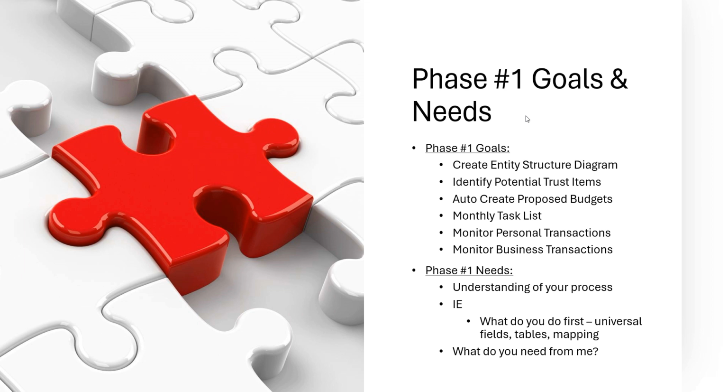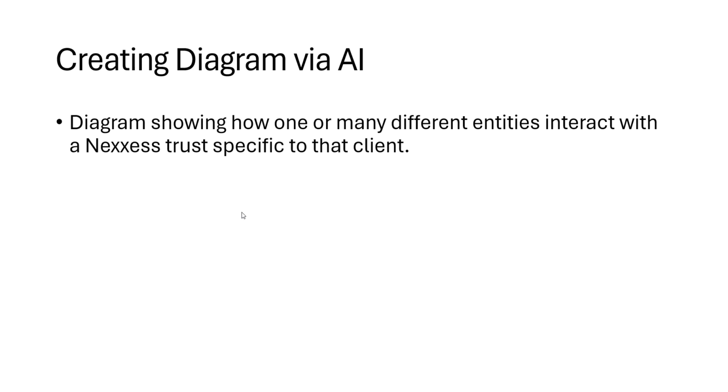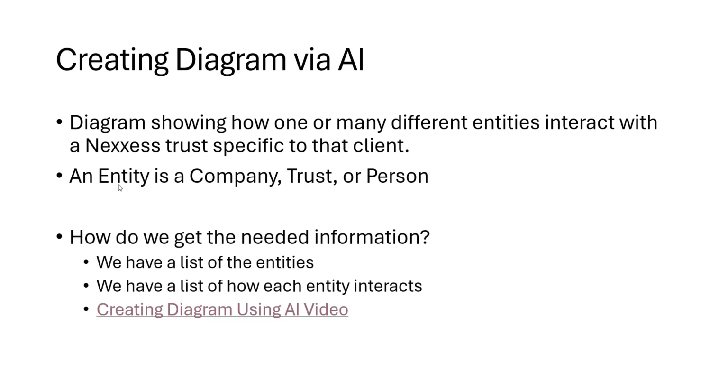Now what I want to do is talk about those 3 things just on their own, so we can really see not how easy it's going to be, but how defined this process for this phase will be. So we want to create a diagram using AI. Once again, an entity is a trust, a company, or a person.